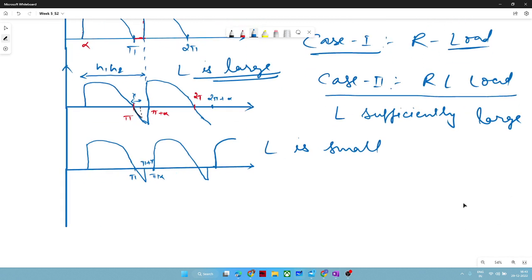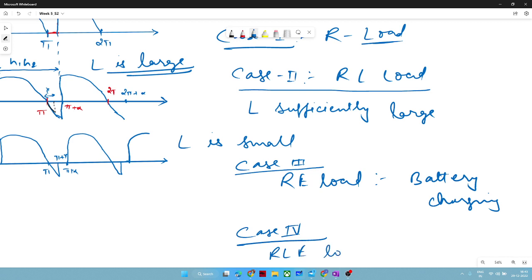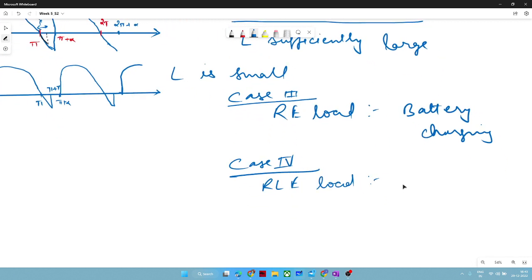Next, from now onwards, the battery will come into the picture, as I was mentioning battery charging. So RE kind of load. RE load is case 3, known as battery charging, and case 4 will be RLE load. Which kind of load is it? Which part of drive is it associated with? It is considered a motor drive kind of load.